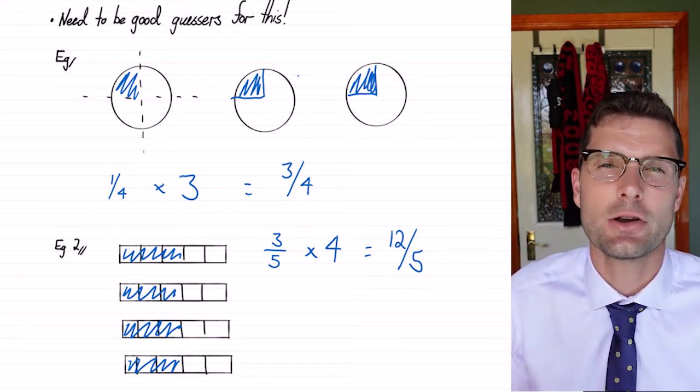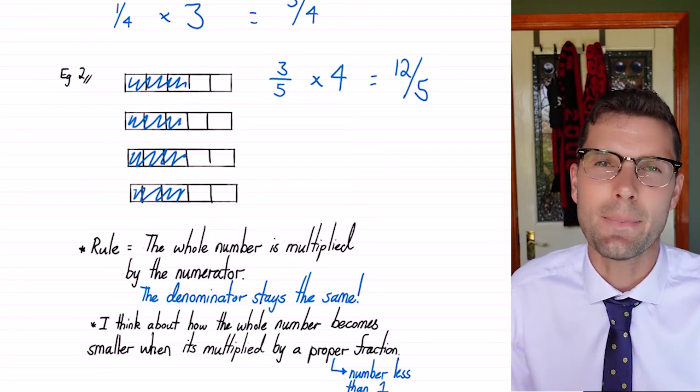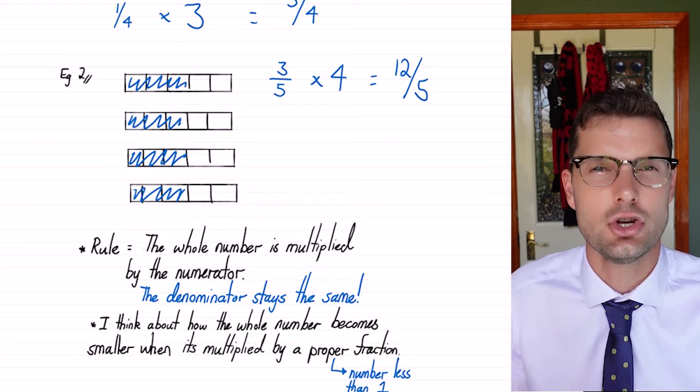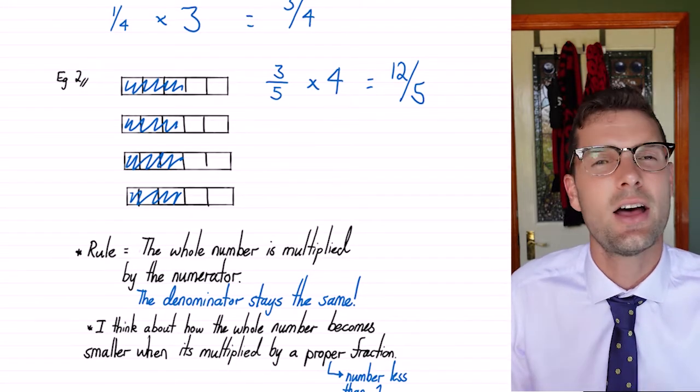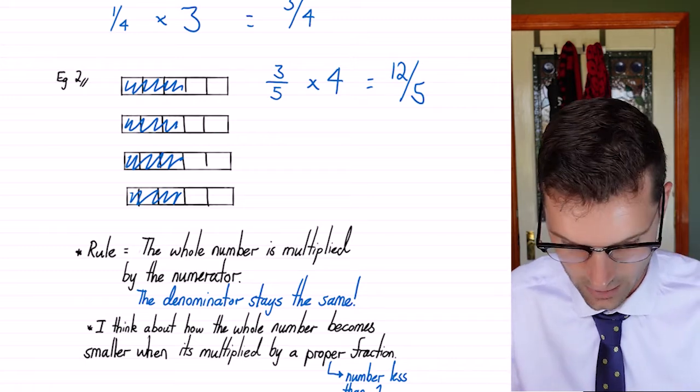So obviously we want to know a shortcut for this. So the rule is the whole number, right? The whole number just multiplies with the numerator, or the number at the top. The denominator stays the same, so you don't even have to worry about it, okay?